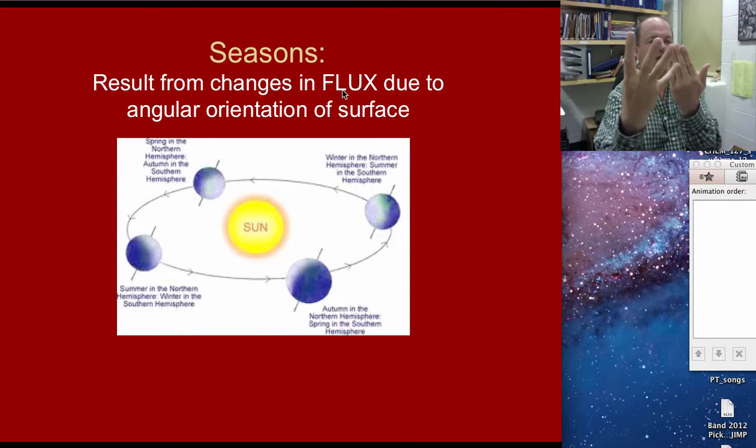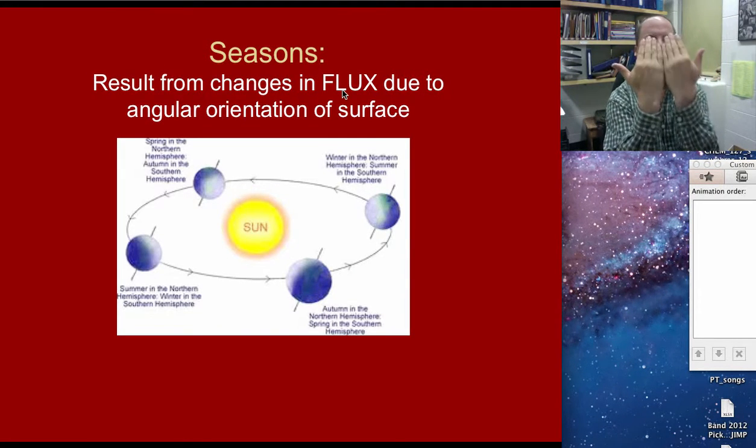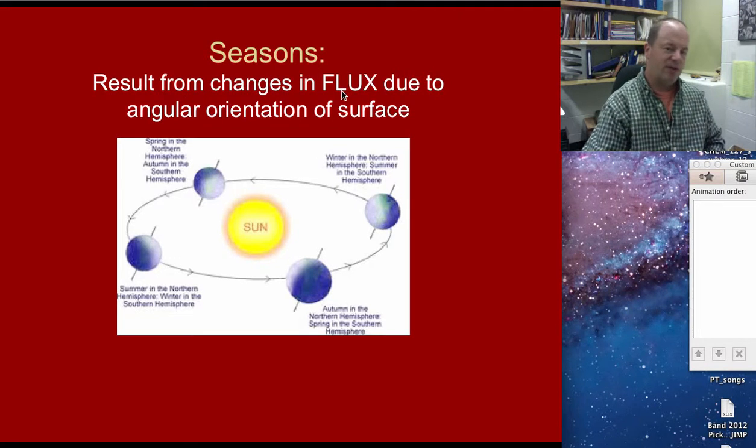We're not changing the flux because the sun is getting brighter or not. We're changing the area that the energy per unit time is striking, and as the same amount of energy hits a larger area, the flux is going to go down. And again, flux is energy per unit area. So that's kind of how seasons work.